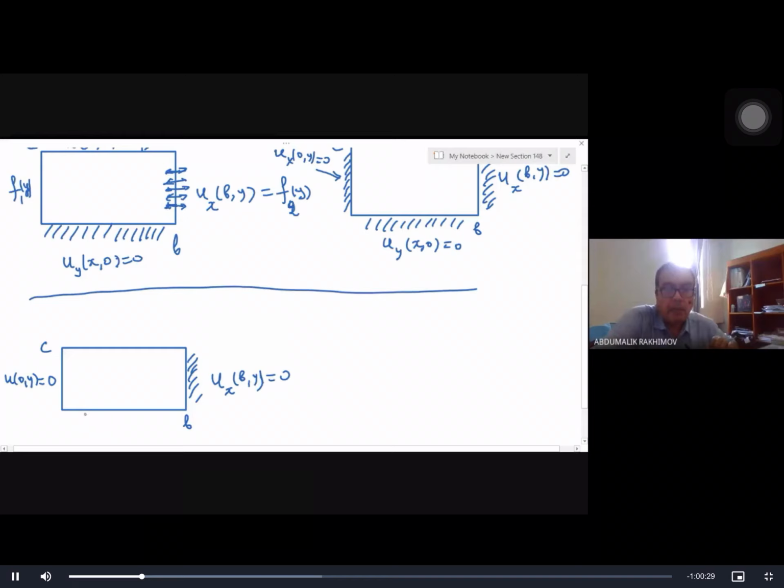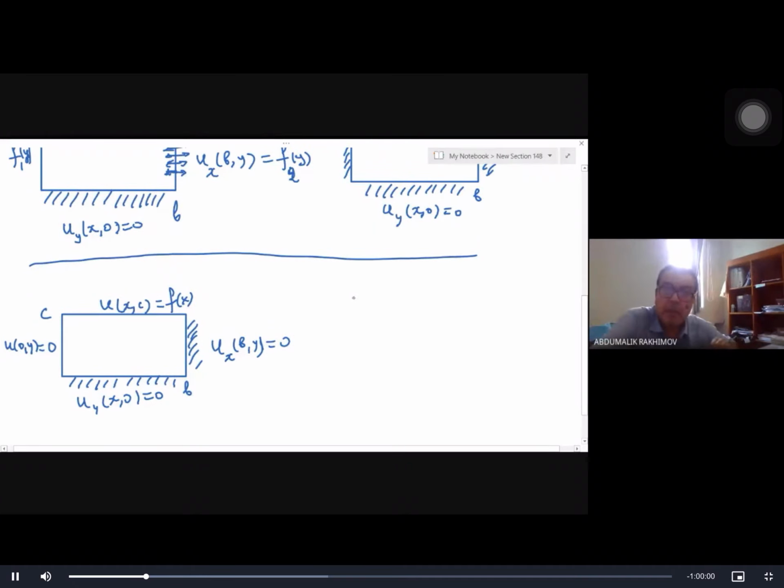Let's say we also have no heat flow here: Uy(x,0) is equal to 0. And here U(x,C) is equal to the given function F(x). Let's consider this problem. If we formulate it, the equation is the same steady state equation, right? Then we have 4 boundary conditions.